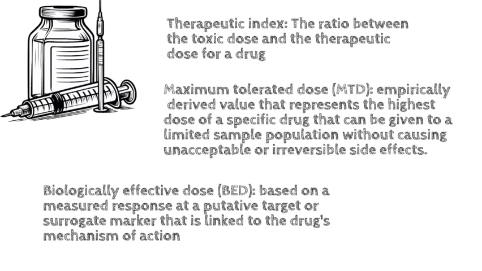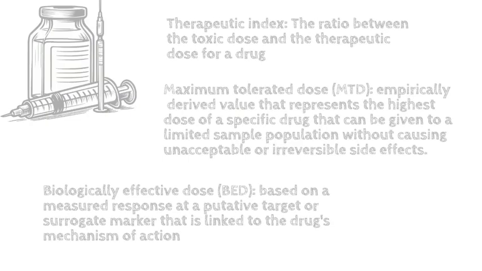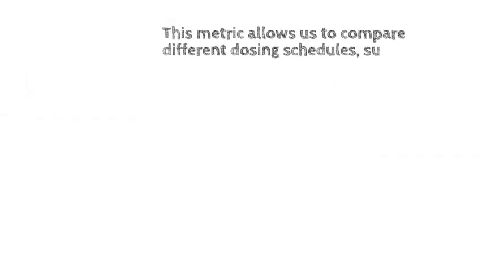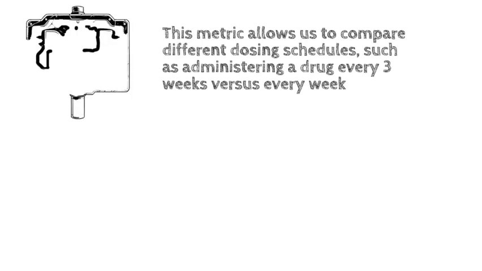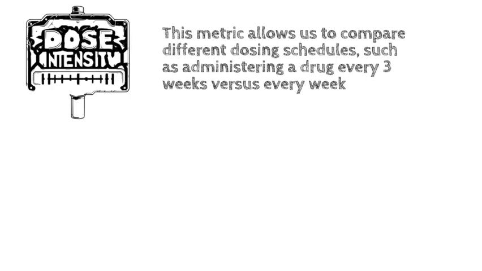We also need to understand dose intensity, or DI. DI is a measure of the dose per unit of time. This metric allows us to compare different dosing schedules, such as administering a drug every 3 weeks versus every week. Comparing DI can help determine whether the total dose of a drug or the dose intensity itself is more related to toxicity or the therapeutic outcome. It also highlights how altering dosing schedules can impact the outcome.